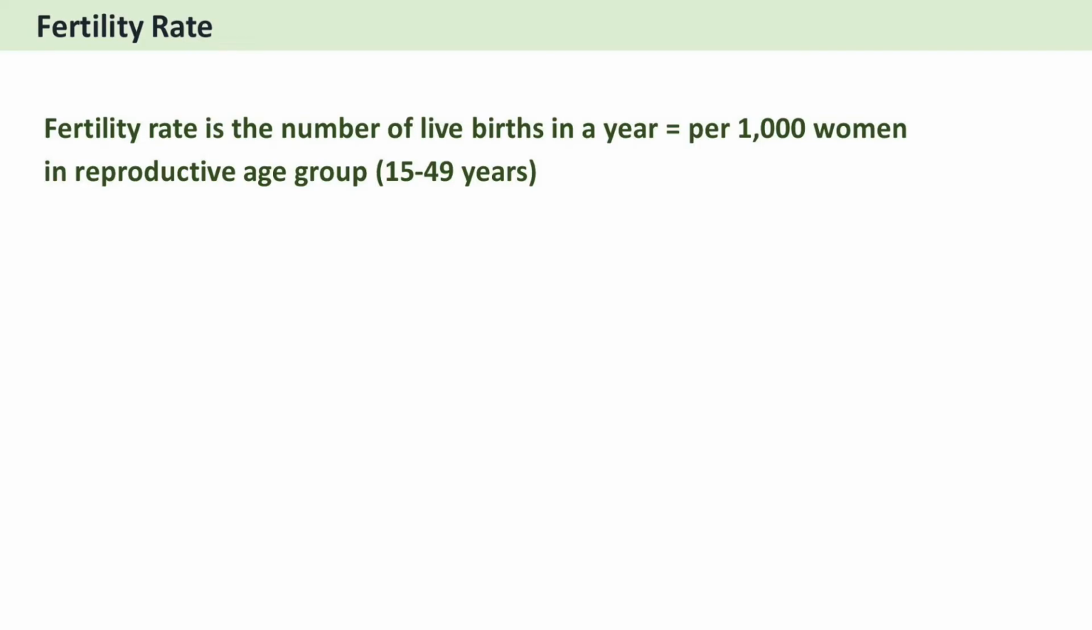The fertility rate. Fertility rate is the number of live births in a year per 1,000 women in the reproductive age group of 15 to 49 years. So it is the number of live births in a year per 1,000 women in the reproductive age group. The birth rate of a population is not age specific, but the fertility rate is age specific. It accounts for the fertility of women concerning different reproductive ages. In brief, the birth rate and fertility rate both are measurements of population growth.